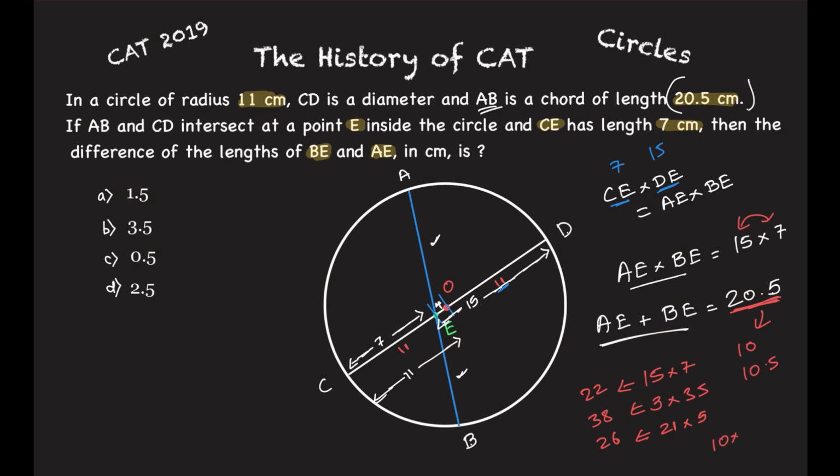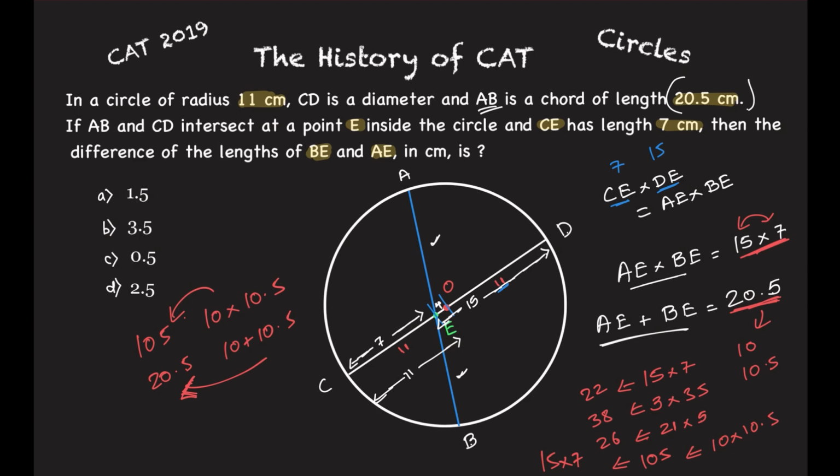10 into 10.5 is what? 105. That is nothing but 15 into 7, right? So first you multiply 15 into 7 to get 105. Two numbers whose multiplication is 105 and addition is 20.5 are 10 and 10.5. 10 into 10.5 is 105 and 10 plus 10.5 is 20.5. This is the click that you should get here. If you don't get this click, you will not reach the answer.